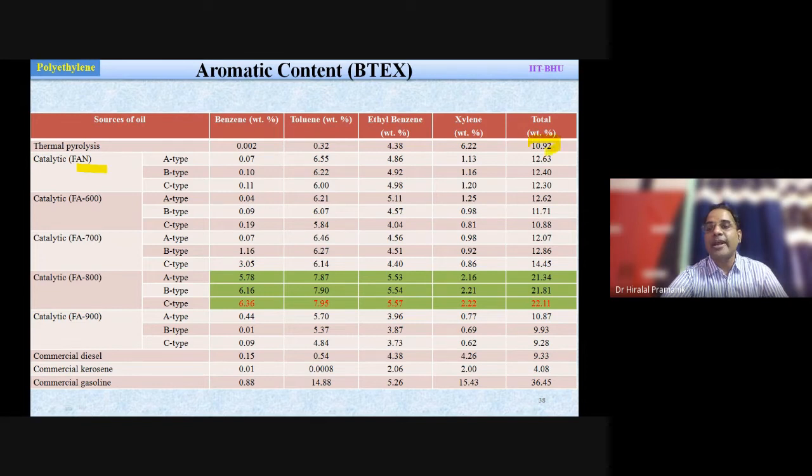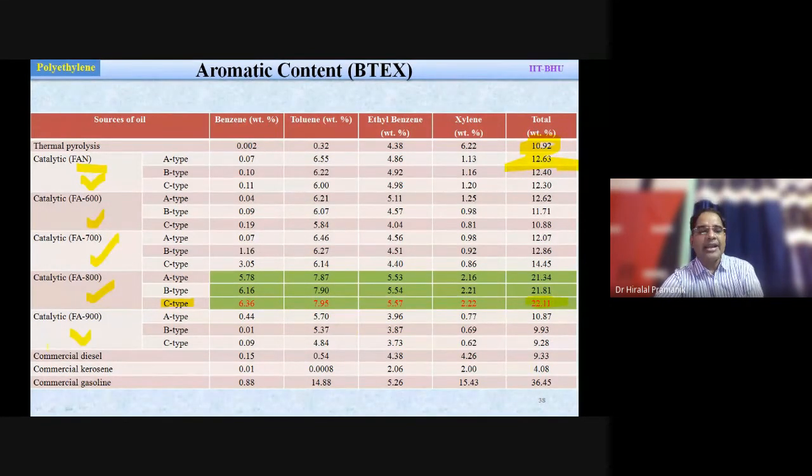gave 10.92, and FAN natural catalyst 12 has increased a little bit. In terms of benzene, toluene, I am talking about BTX, I have just shown it here for better understanding. And C type, you can see 22.11, the highest amount. So C type is always giving the highest. Okay, so for 5 catalysts, FAN, FA600, FA700, FA800 and FA900, all 5 types of catalysts were placed in 3 different types of arrangements. So among all 3, if you compare, C type is always giving the highest yield here, right?